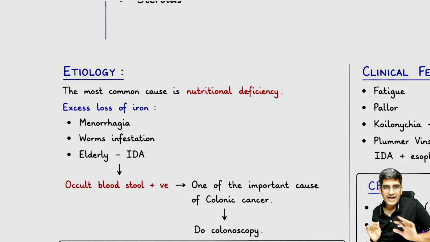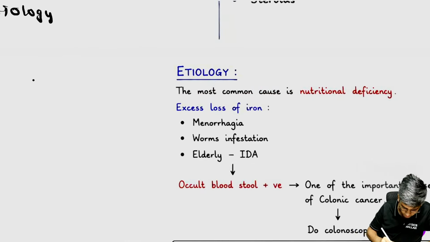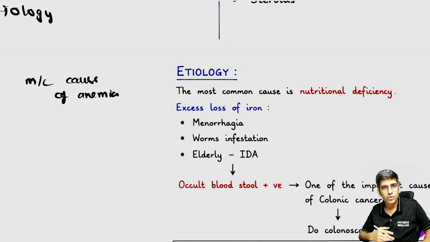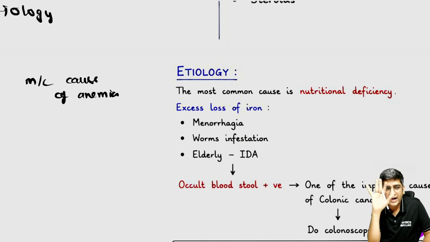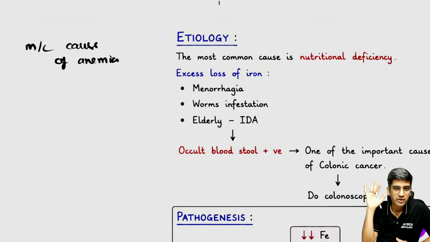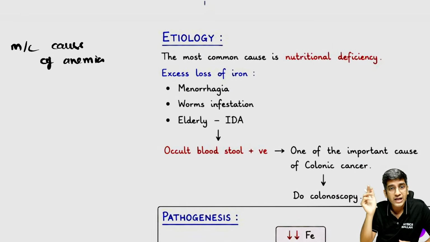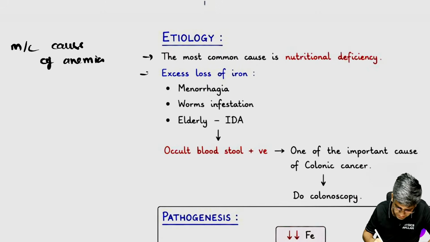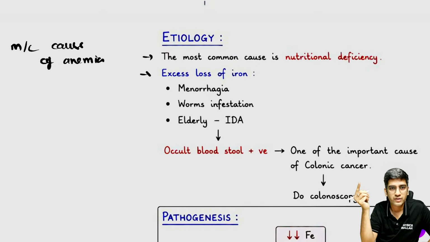Okay? Iron deficiency anemia is the most common cause of anemia. Whichever part of the world you go, underdeveloped or superdeveloped, wherever you go, iron deficiency anemia by default is the most common cause of anemia. And the most common cause is nutritional deficiency. Or I have one more cause of anemia, which is excess loss of iron, right? Excess loss of iron can be in multiple places.